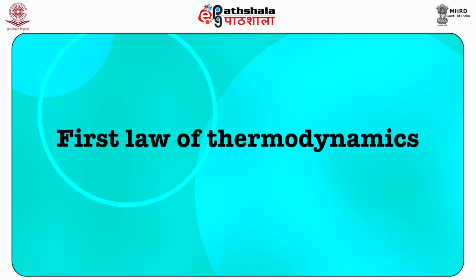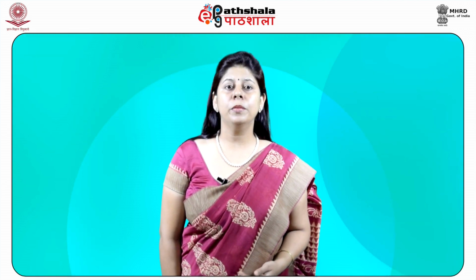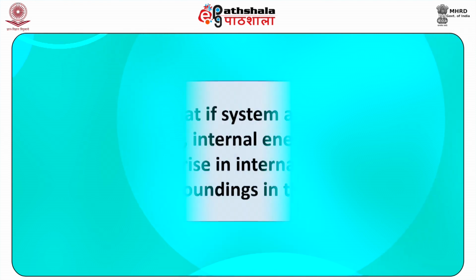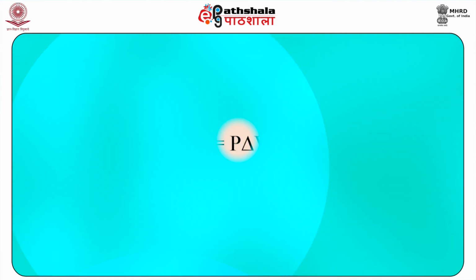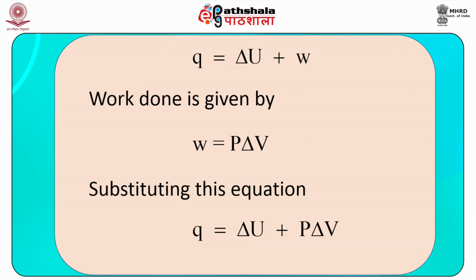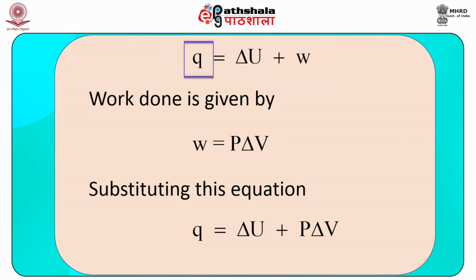First law of thermodynamics. The first law of thermodynamics is also known as the law of conservation of energy. That is, energy can neither be created nor be destroyed. This law states that if a system absorbs heat from the surroundings, the internal energy of the system increases. This rise in internal energy can be given back to surroundings in the form of work. Mathematical form of the first law is Q = ΔU + W, where ΔU is the change in internal energy, Q is the heat absorbed and W is the work done.